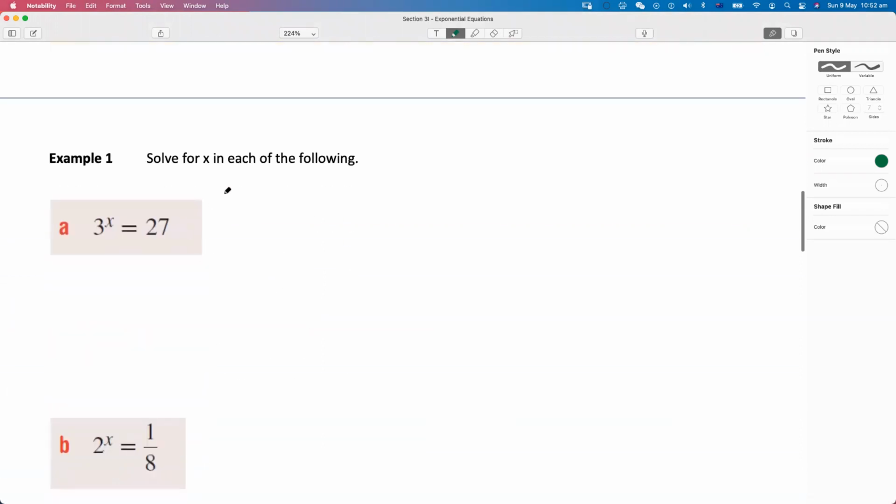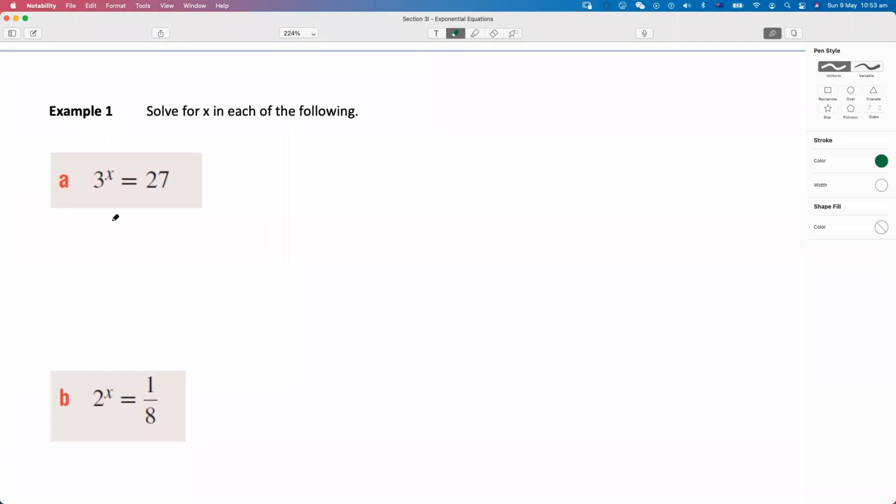Example 1, solve for x in each of the following. 3 to the power of x is equal to 27. So the strategy here is just to make them have the same base. So 3 to the power of x, we can keep, but 27, we know that's 3 to the power of 3. That's from your experience, 3 to the power of 3. If you don't have such number sense, you can just guess by trial.